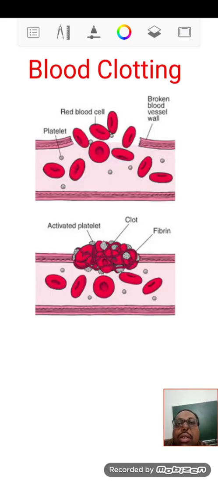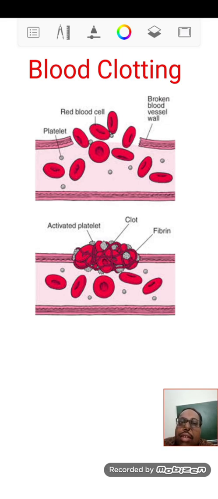Next, we are moving into the topic known as blood clotting. There is a portion in your textbook. They have said what will happen if leakage happens. So when leakage happens, the process that takes place is blood clotting.